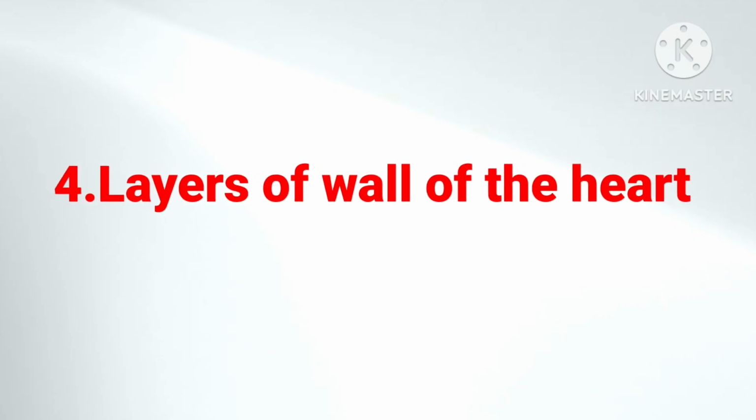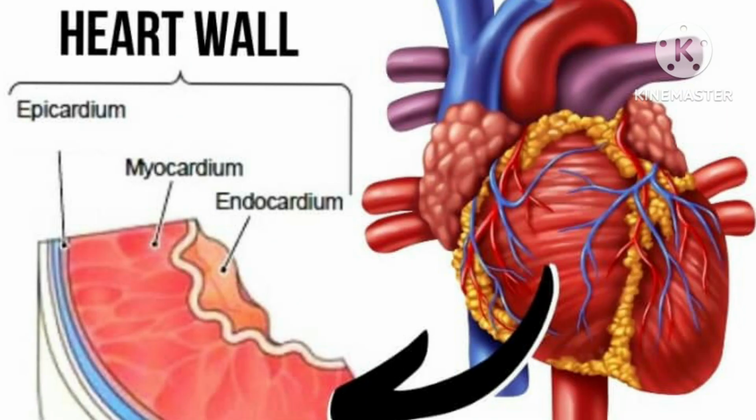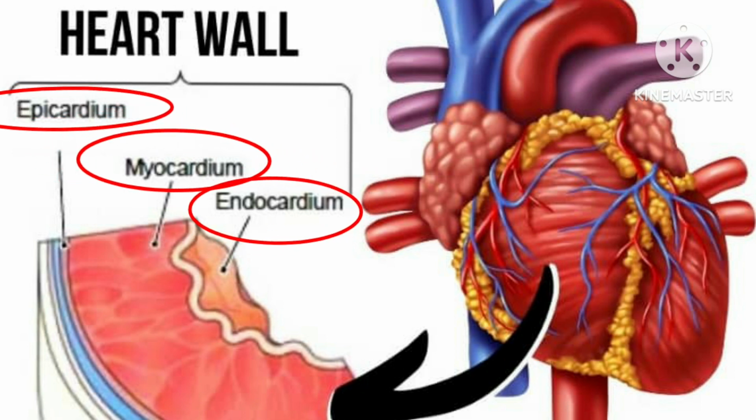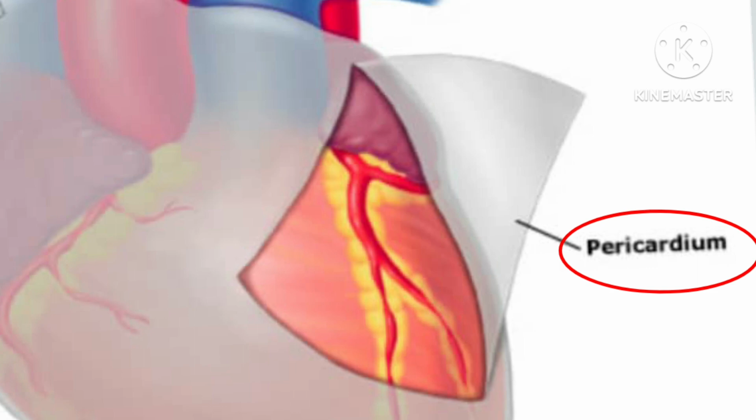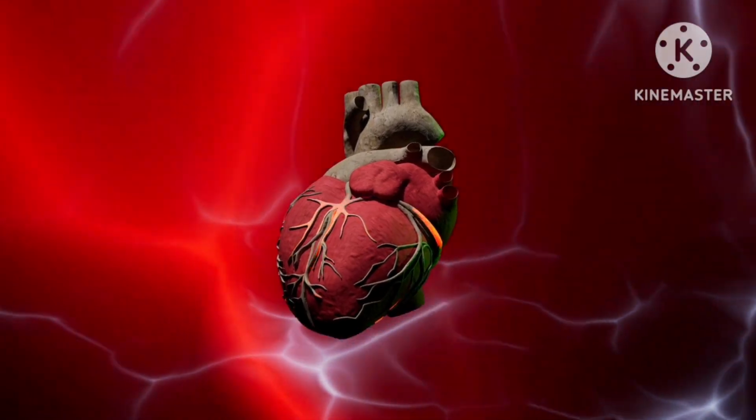Layers of the wall of the heart. The heart is made up of 3 layers of tissues: outer pericardium, middle myocardium, and inner endocardium. The pericardium is the outer covering of the heart. It forms a strong protective sac for the heart, and it also helps to anchor the heart within the mediastinum.